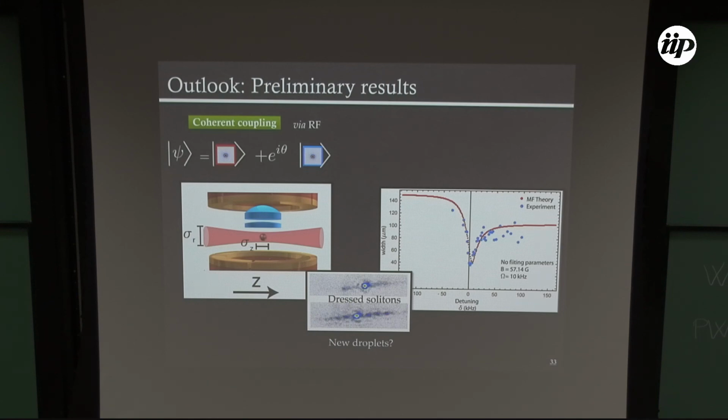Another last experiment that we did as well is, because we can tune the scattering length, now we go to a regime where, in fact, this effective scattering length can be zero or negative. And then we have seen as well the formation of these dressed solitons already in this optical waveguide. So now, in the outlook that I want to give, we will start studying also new kinds of droplets that are coherently coupled.